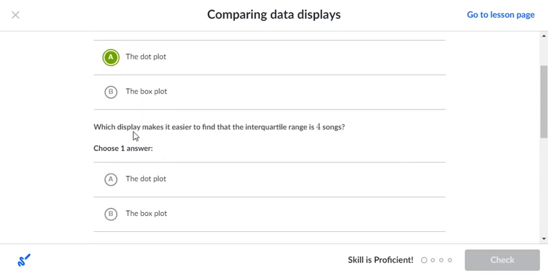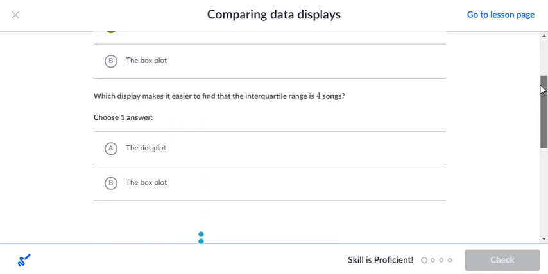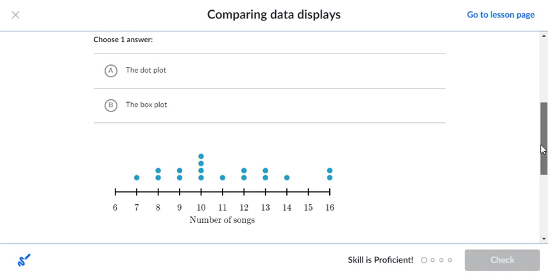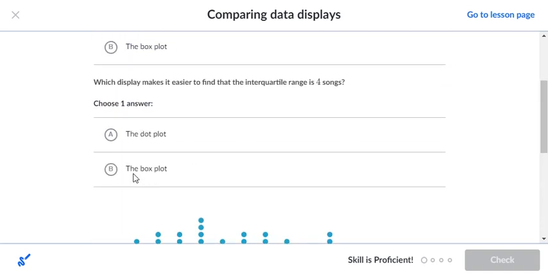Now, which display makes it easier to find the interquartile range? Anytime they mention anything with the word quartile, that's an indication to use the box plot, because we have our first quartile, our second quartile, and our third quartile. Remember, the interquartile range means you take quartile 3 and subtract quartile 1. But again, to get the quartiles, it's going to be the box plot.